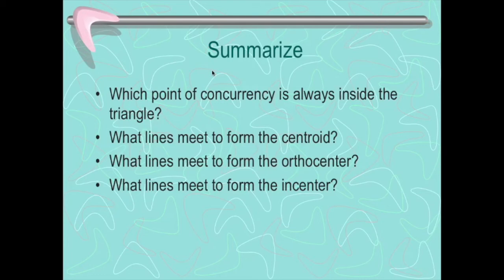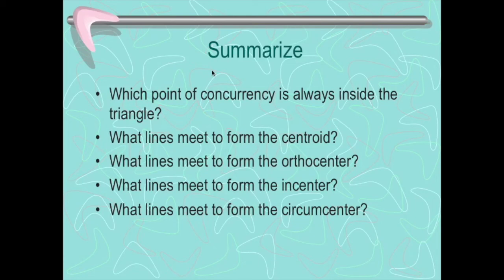What lines meet for the incenter? Angle bisectors. There's two kinds of bisectors: angle bisectors and perpendicular bisectors. Okay, so angle bisectors. And then what lines form the circumcenter? The perpendicular bisectors. So somehow you can get those in your mind.